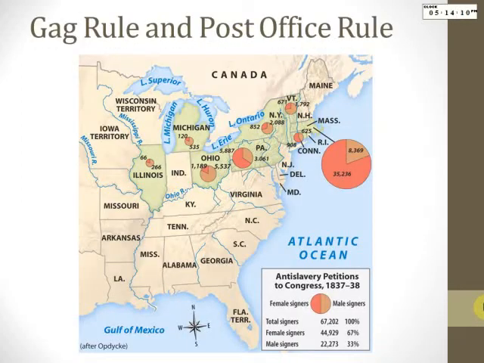Were these laws passed by the North or the South? The gag rule and post office rule, were these laws that were promoted by the North or the South? By the South, right? Because the gag rule said you were not allowed to debate slavery in the House or Congress. And the post office rule said you couldn't what? Yeah, you couldn't send abolitionist material through the mails. And so this is one way to, again, stop abolitionists from trying to end slavery.